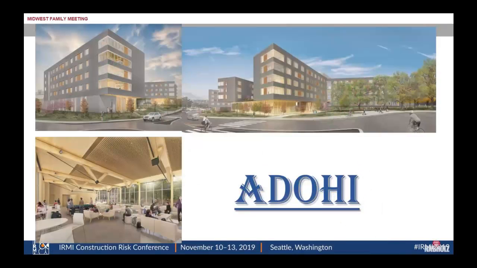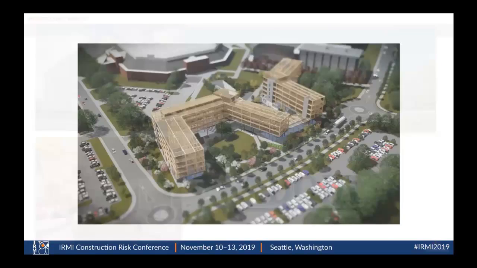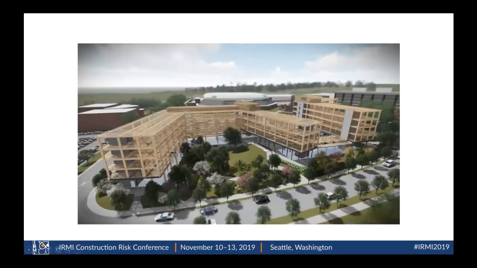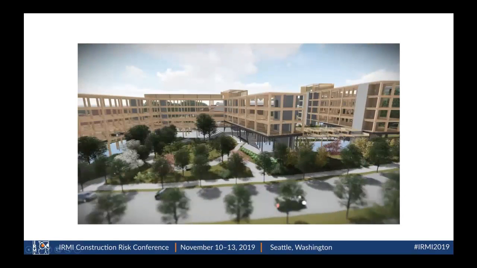This is the building that we built, Adohi. It means from the woods. It's a Cherokee term. Like I said, it's a 200,000 square foot facility that was built at the U of A's campus. This gives you a little overview of it from a computer generated model.